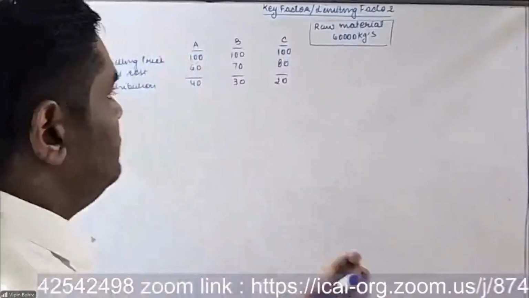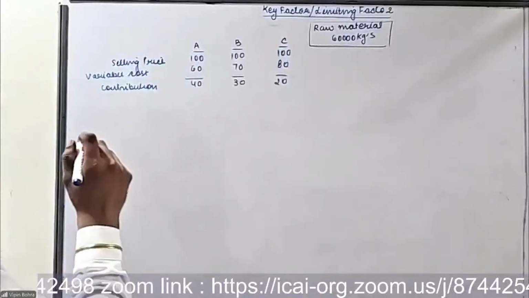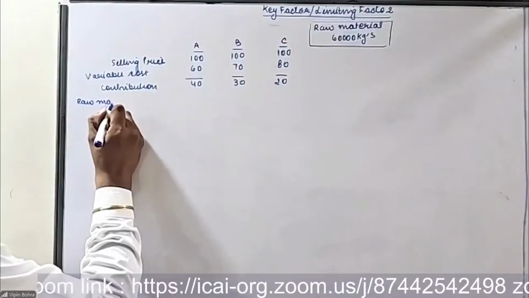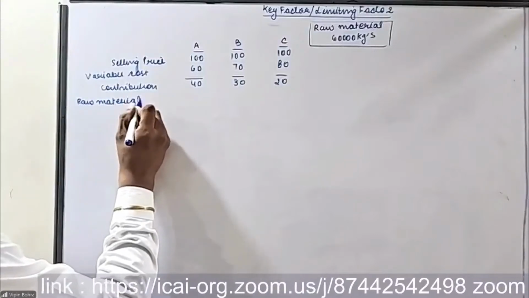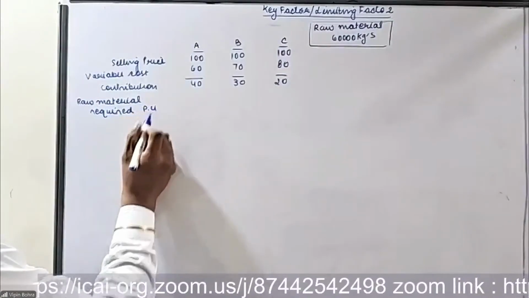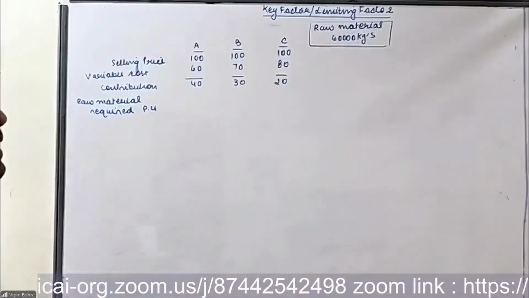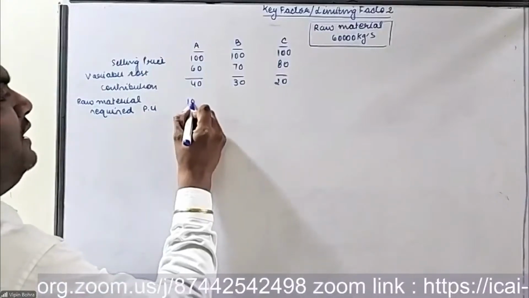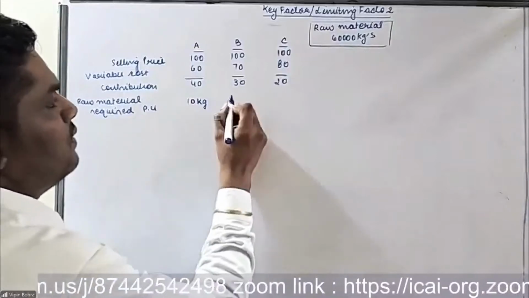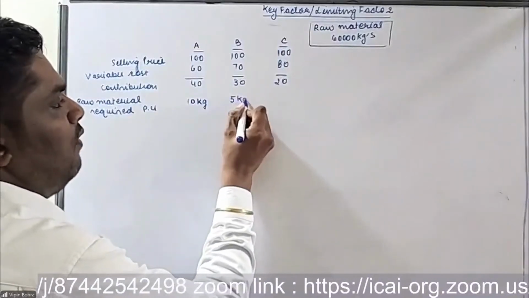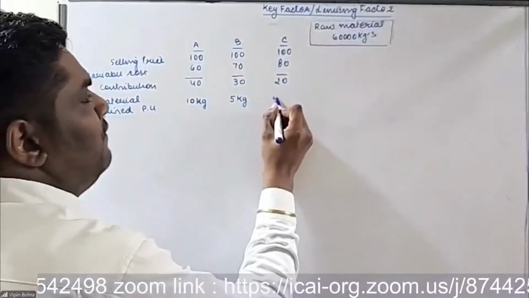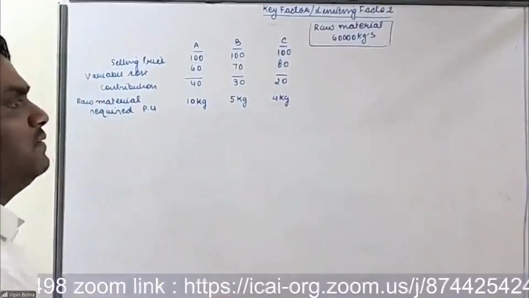Now, let's say additional information is given in the question. Raw material required per unit is given, that is 10 kgs to manufacture product A, 5 kgs to manufacture product B, and 4 kgs to manufacture product C.